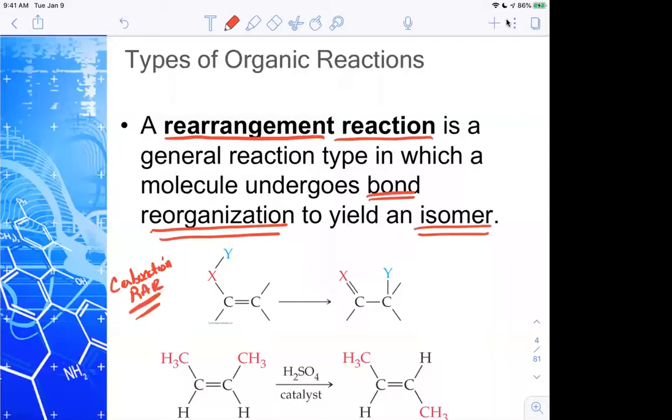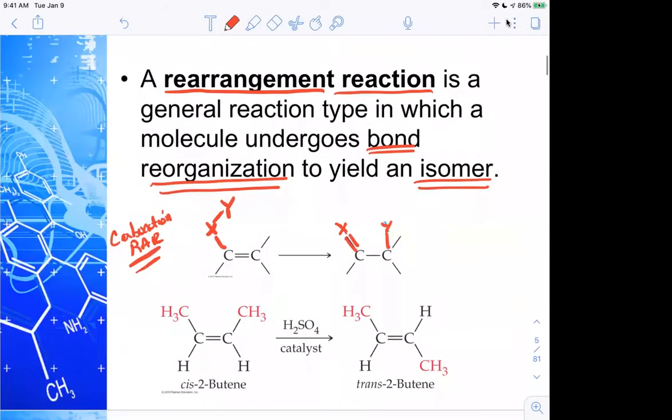But notice if I have this carbon attached to this X attached to this Y, and now I have a double bond attached to the X, and this Y is attached to the C. This is a rearrangement where I have to sort of break bonds and rearrange atoms. And one example of this would be this isomerization from cis to trans. Remember, I actually have to break this double bond in order to rotate.